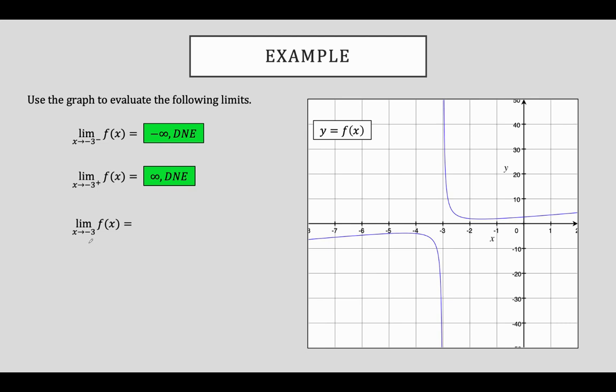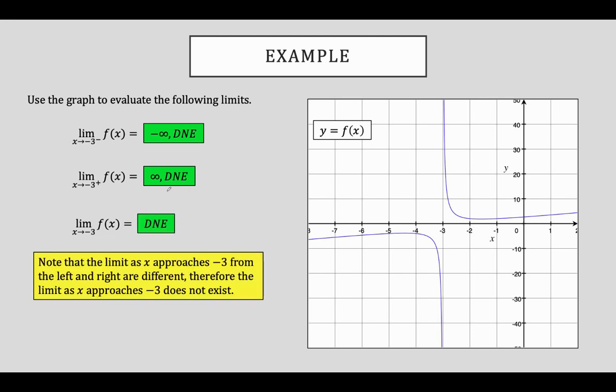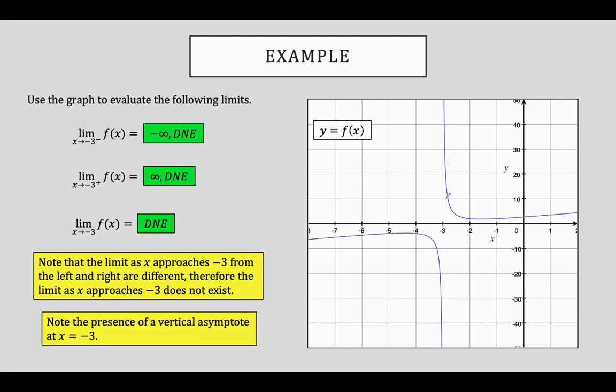And now we have our general limit. The limit of f of x as x approaches negative 3. Well, in this particular case, the left limit is negative infinity and the right side limit is positive infinity. Because the limits from the left and right are different, we simply put DNE. Again, note that the limits as x approaches negative 3 from the left and right are different. Therefore, the limit as x approaches negative 3 does not exist. That being said, what do we have at x equals negative 3? Well, x equals negative 3 is another vertical asymptote. So yes, there is a correlation between infinite limits and vertical asymptotes.